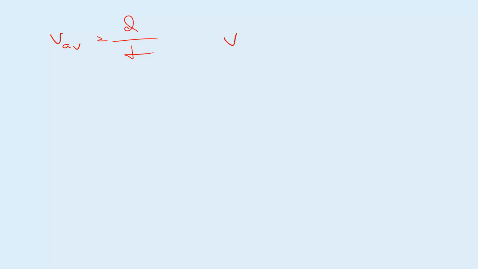So next one, now over here we had V_av, the average velocity or average speed. But we just have a V by itself. That's actually the final velocity. So we have the final velocity is equal to the initial velocity plus the acceleration times time. So there's another equation there.